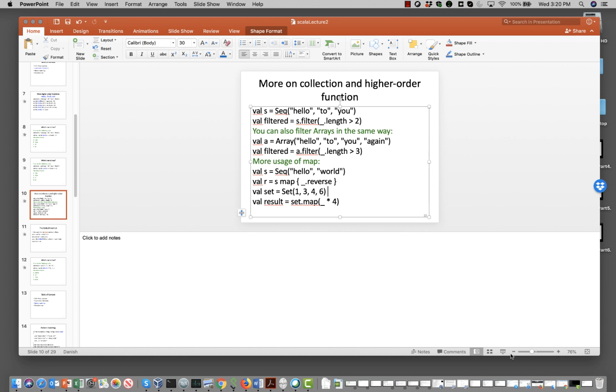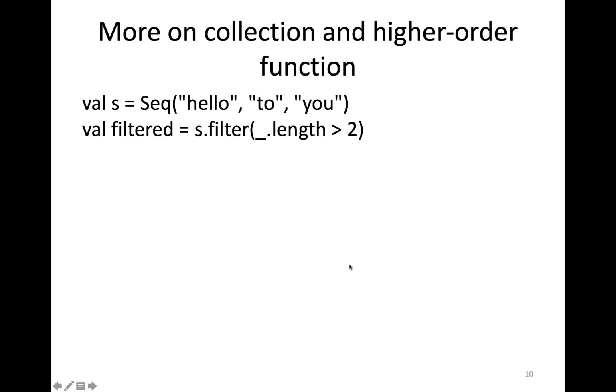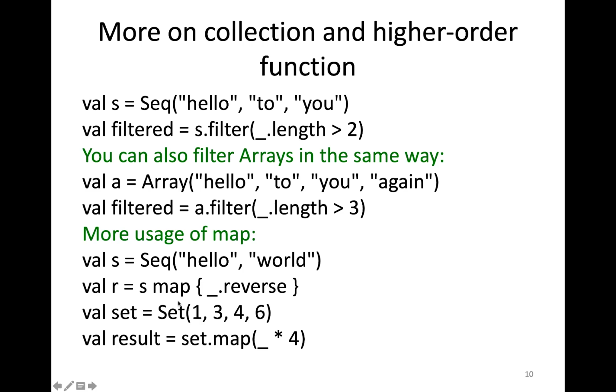Okay, now another example we have here, which is a set of 4 numbers, and we can use map to multiply 4 with each of them, and this again is a shortcut way of writing that anonymous function, which you can write in extended form also.